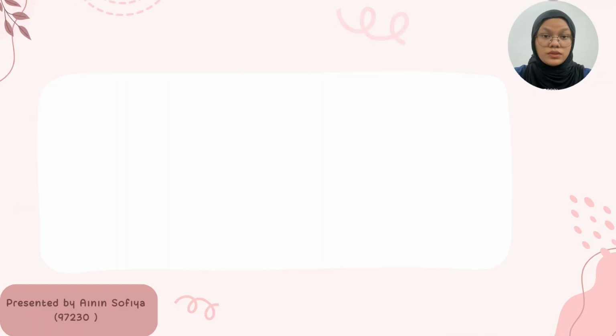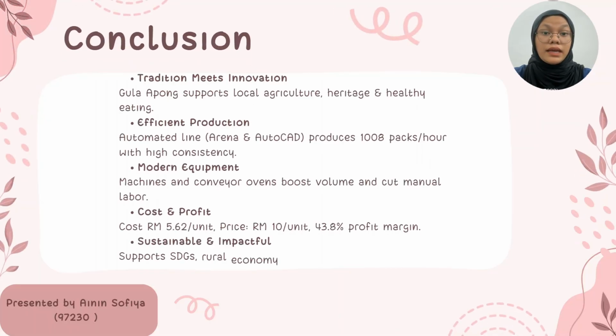To conclude, the apong cookie project shows how traditional ingredients like gula apong can be innovatively used in modern food production. It supports local agriculture, preserves cultural heritage, and promotes healthier food options. Our production line that was designed by AutoCAD and Arena is fully automated and capable of producing about 1,008 packs per hour, ensuring consistency, hygiene, and cost efficiency.